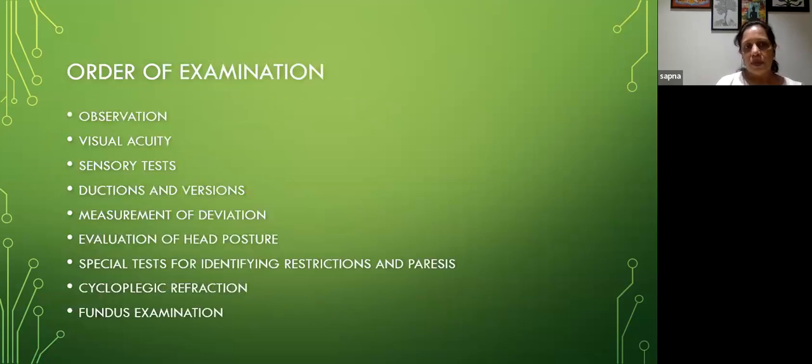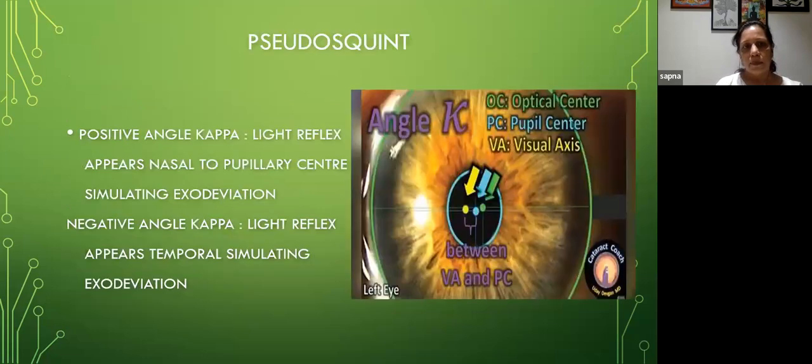We start the order of examination from observation, visual acuity, and first we find out whether the patient has a squint or a pseudo squint. So we need to know that normally we all have a positive angle kappa. That is slightly nasal to the pupillary center and it simulates an exodeviation.